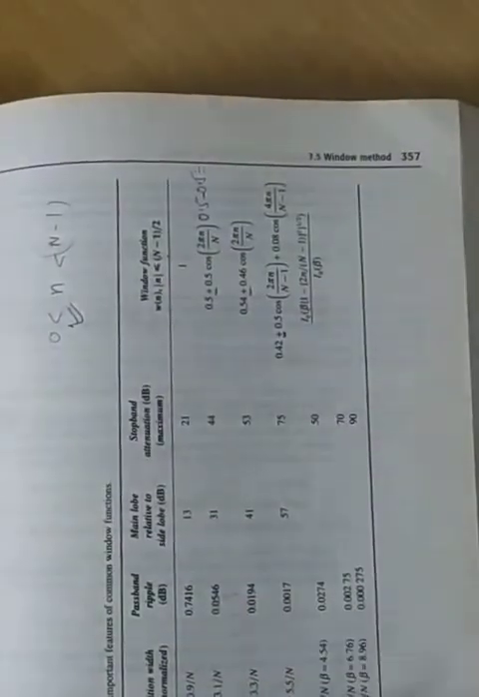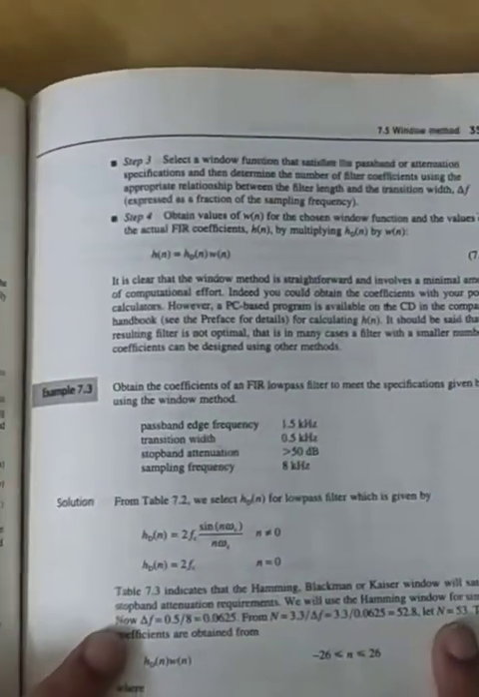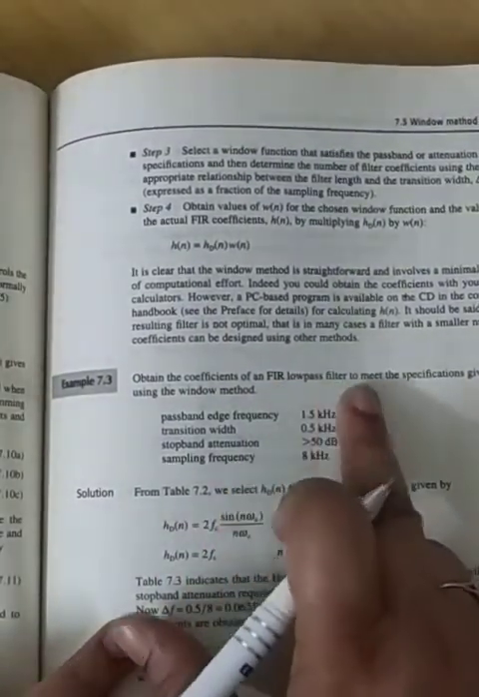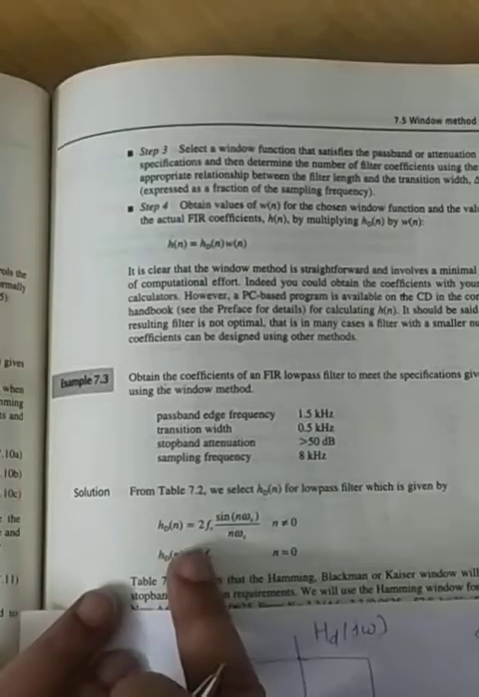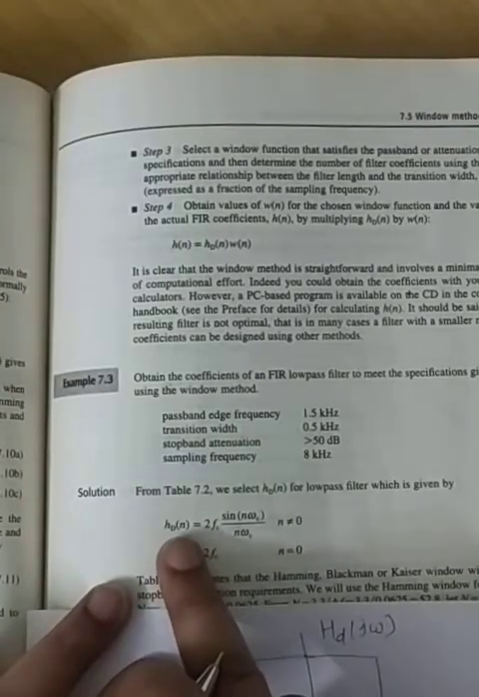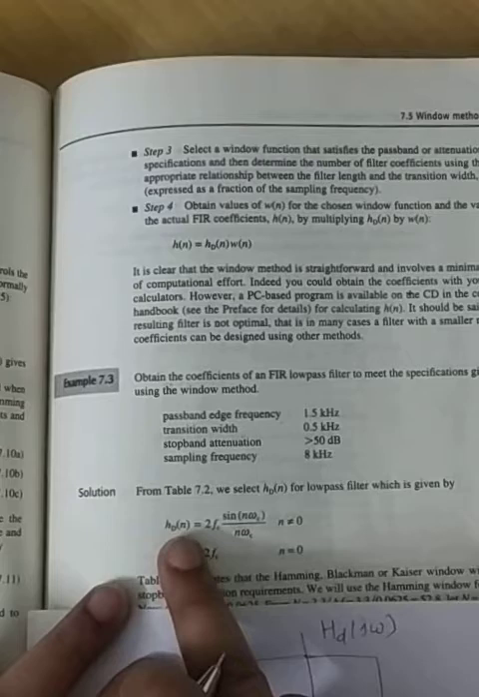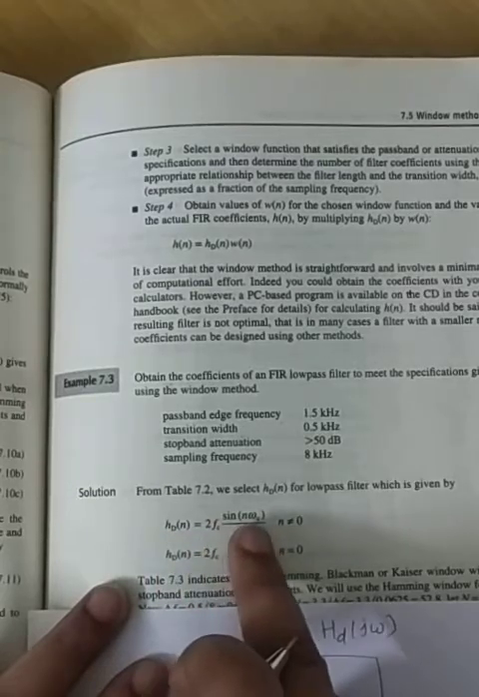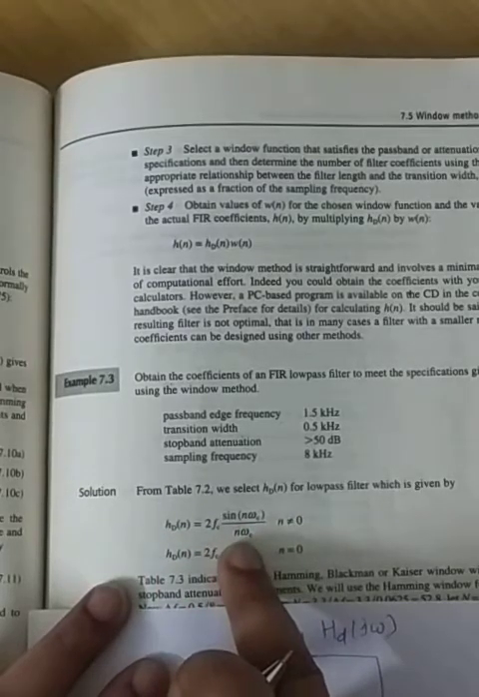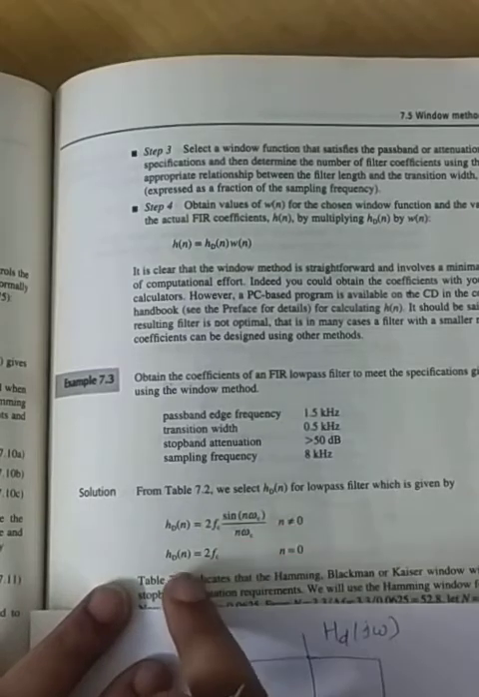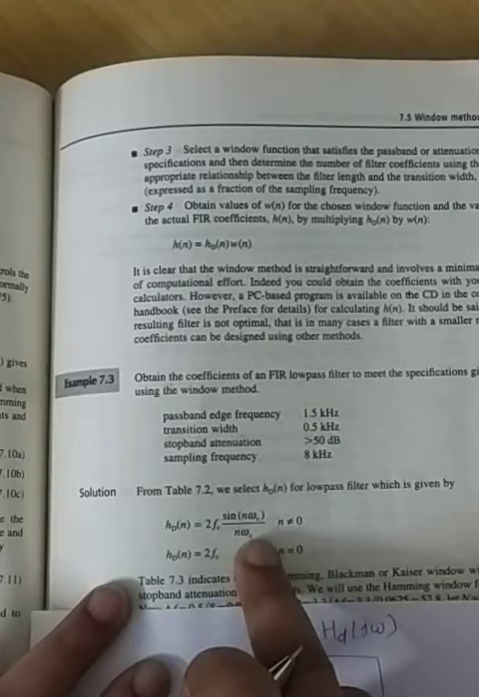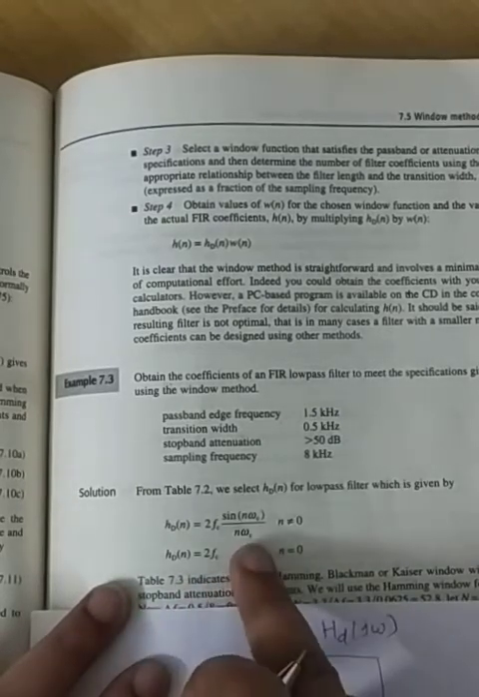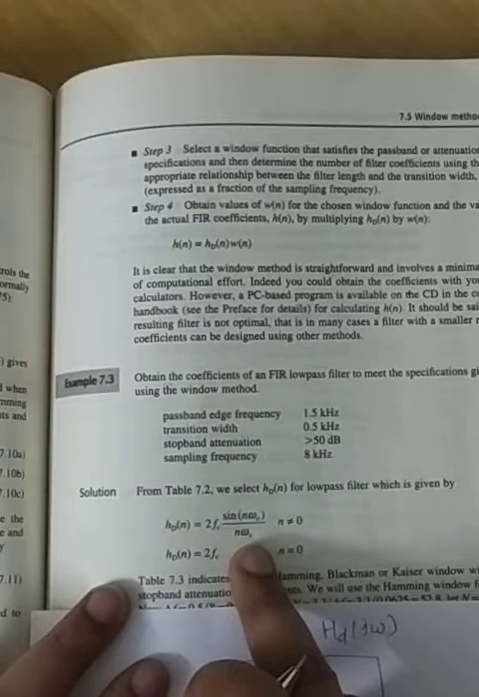Because you know in advance that you have to design a low pass filter, the ideal response of a low pass filter will be of rectangular shape. So you can directly write down the desired impulse response. In this case, that will be hd(n) = 2fc sin(n omega c) divided by (n omega c) when n is not equal to 0, and it will be equal to 2fc when n is equal to 0, where omega c, as I have shown in the table, is the normalized cutoff frequency.